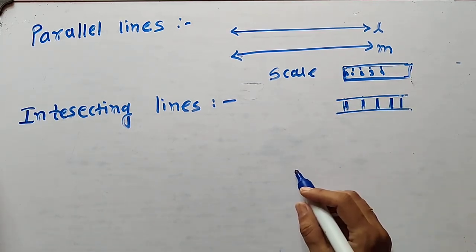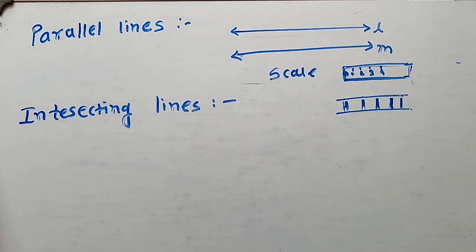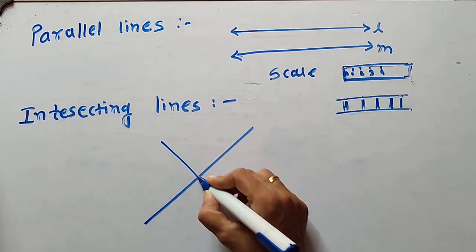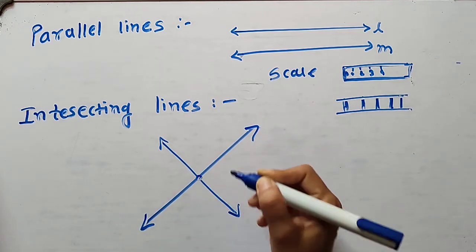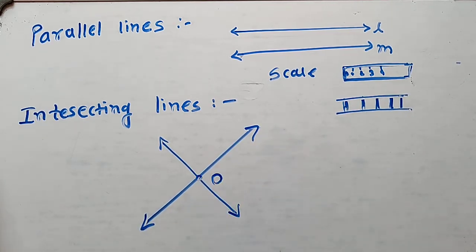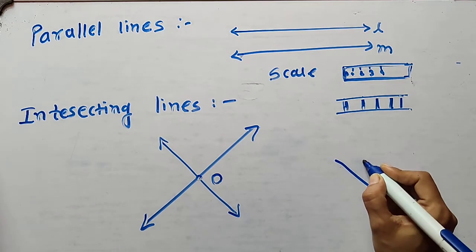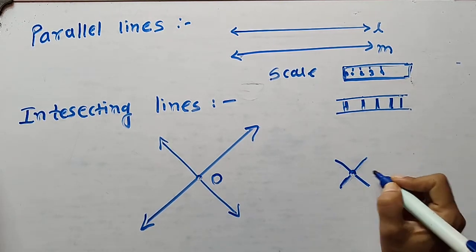Then intersecting lines means the lines which have a common point. Suppose we draw this type of line. These two lines may have one common point. Suppose point O. This type of lines are called intersecting lines. If two lines have one common point, they are called intersecting lines. What is an example? Suppose we write the letter X. X has one common point. See this line and this line, one common point.